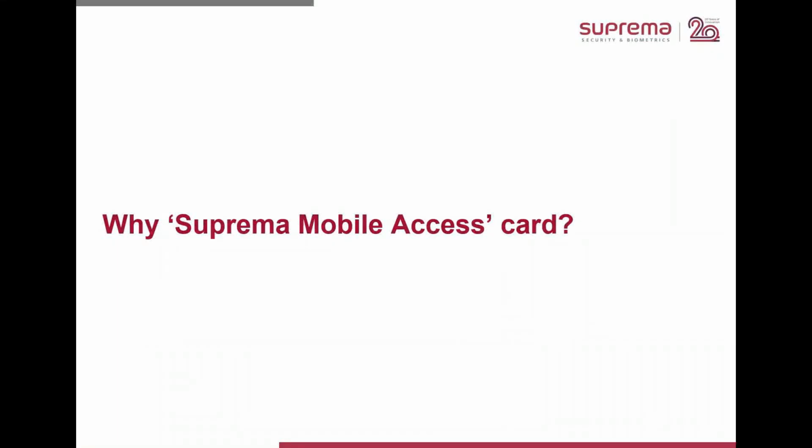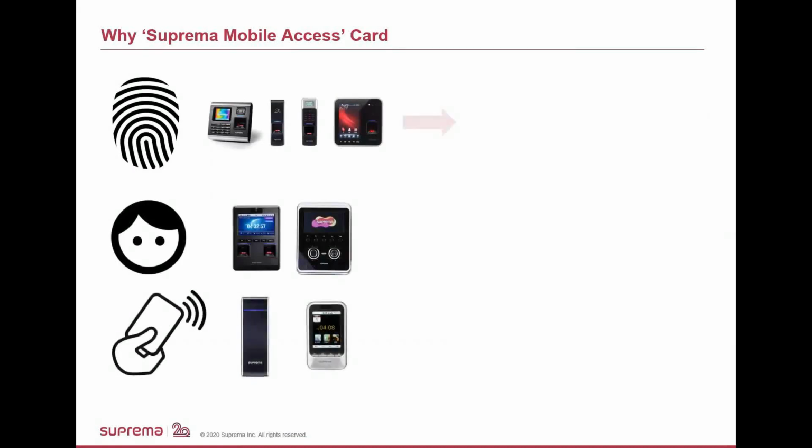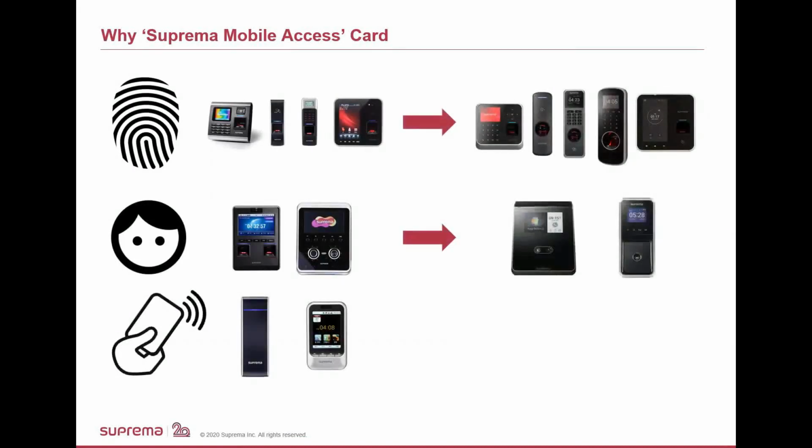First, why Suprema Mobile Access card? As you know, we started our business with fingerprint devices like BioStation and BioEntry Plus, and later we extended our lineup with face recognition devices such as Face Station, and some of you may remember D-Station, which was also a face recognition device. And RFID with XPS and XStation. After that, with BioStar 2, we upgraded our lineup with better performance, and now we have the full BioStar 2 lineup.